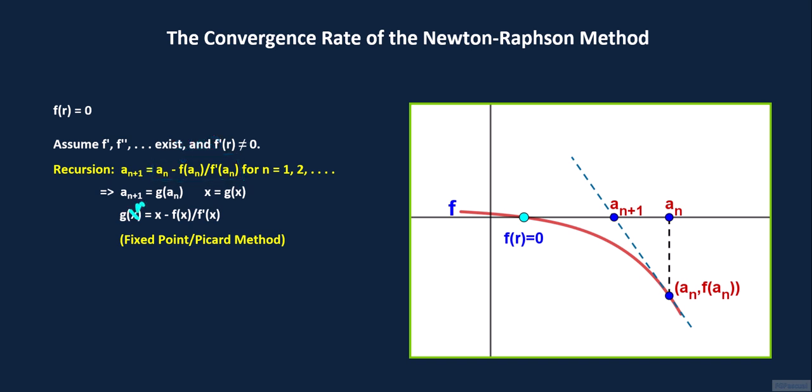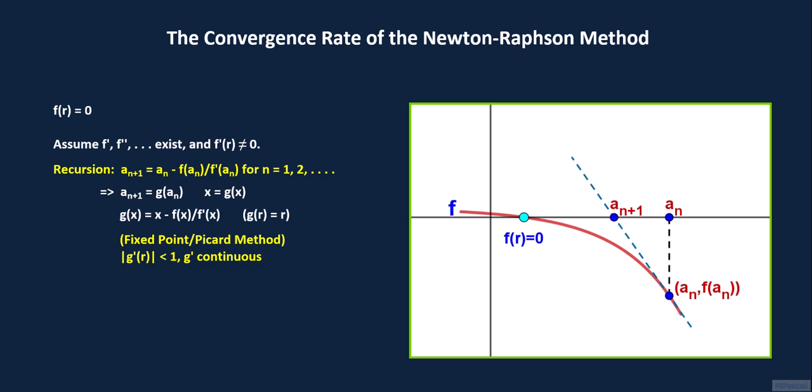We plug in r for x in this equation. f of r, of course, is 0. And so we get g of r equals r, and that x equals r is a true fixed point of g. When applying the fixed point method or the Picard method when approximating x equals r, having the absolute value of g prime of r less than 1 and g prime continuous guarantees the convergence of the method if we choose our starting estimate a sub 1 close enough to r.